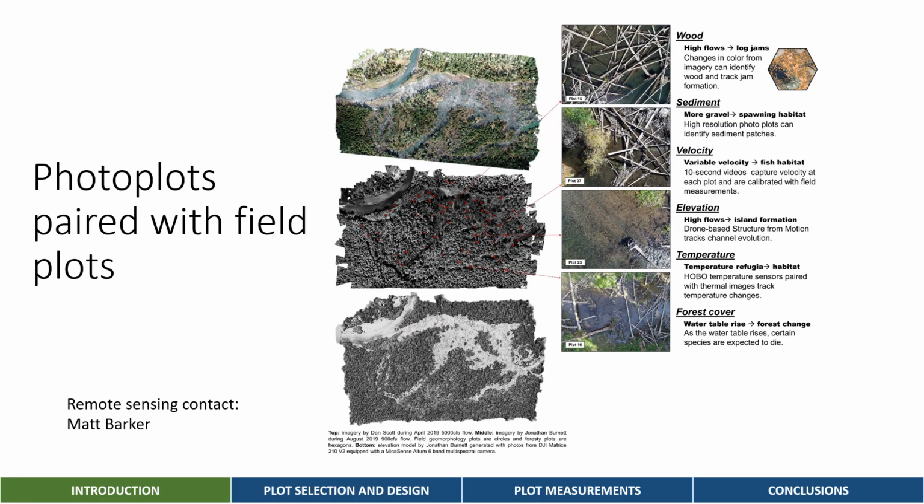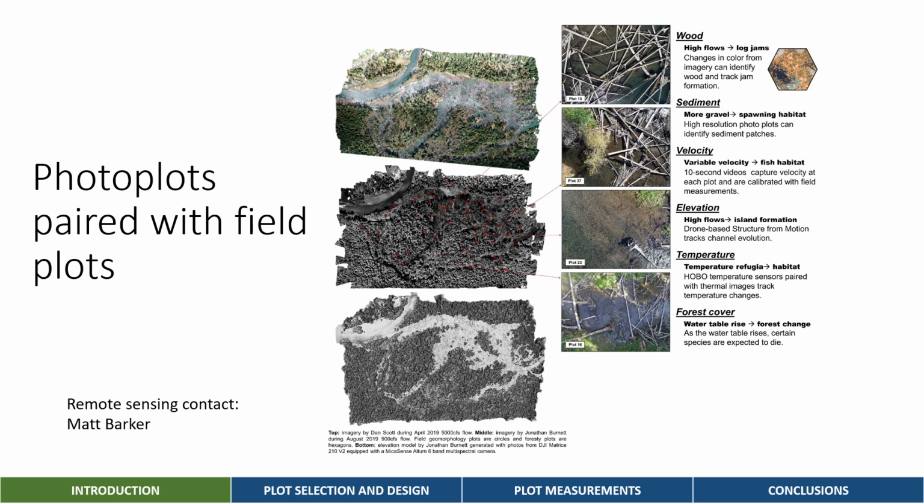Our geomorphic field plots are a hybrid of forestry and geomorphology field methods. And these plots will be paired with photo plots that are captured from a drone. The photo plots can allow us to estimate the area covered by wood at a particular site. We can use the photos to assess the sediment size distribution, although it's been proven a little bit difficult to get the really small size sediment from images.